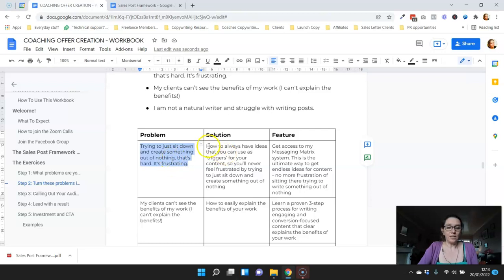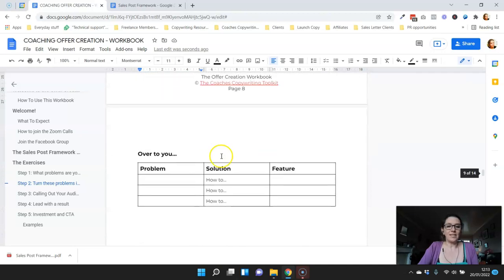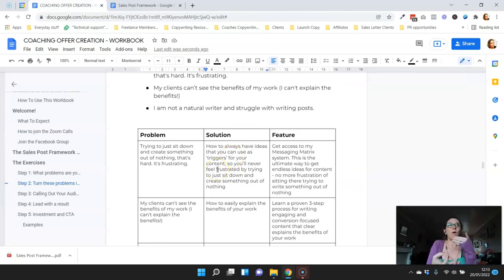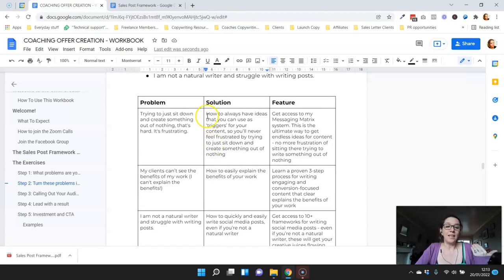So the solution, and one easy way you can do this, is to flip it on its head and use the phrase "how to," and then talk about how it is that you do something that solves that problem. So in this example would be, I've got a way to show you how to always have ideas that you can use as triggers for your content, so you'll never feel frustrated by trying to just sit down and create something out of nothing.